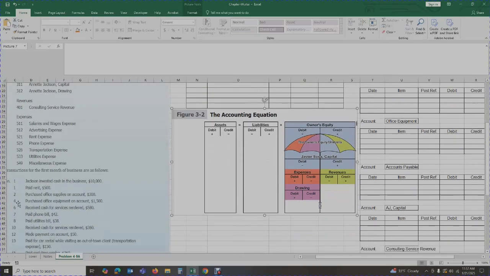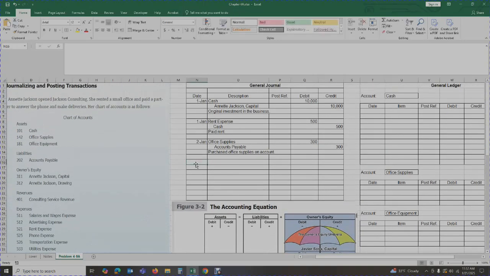Then we go on to January the 4th. You purchase office equipment on account, $1,500. So we have another purchase. What did we buy? We bought office equipment, and office equipment is an asset. Do you have more or less office equipment? Well, you bought some equipment, so you have more. It is increasing. Therefore, I would need to debit my office equipment for $1,500.